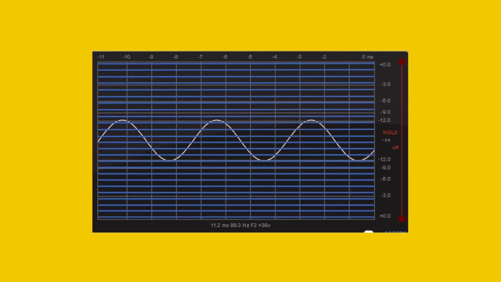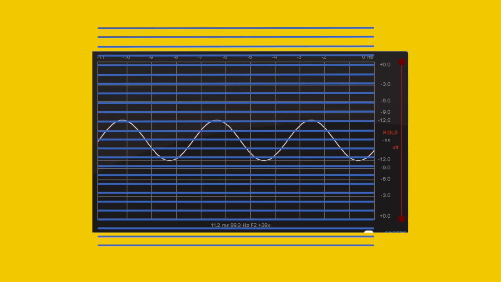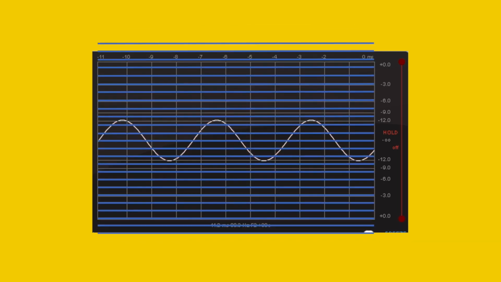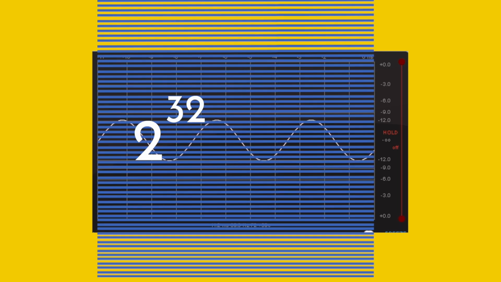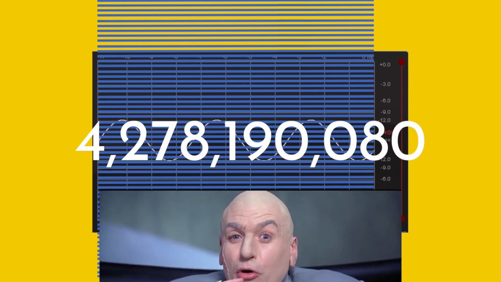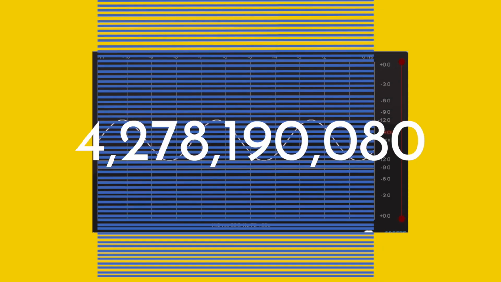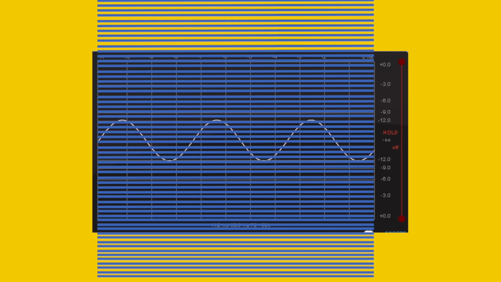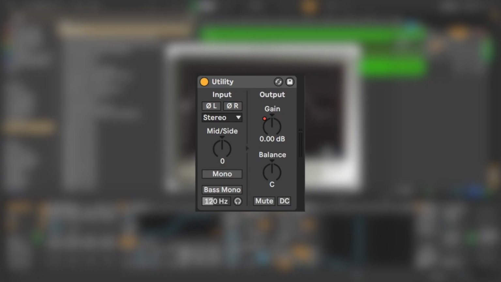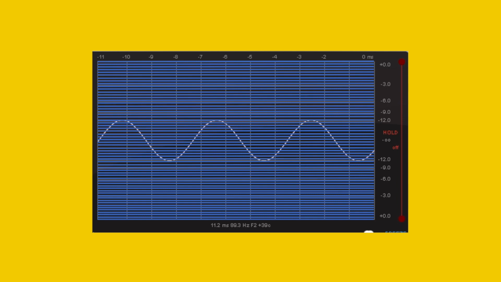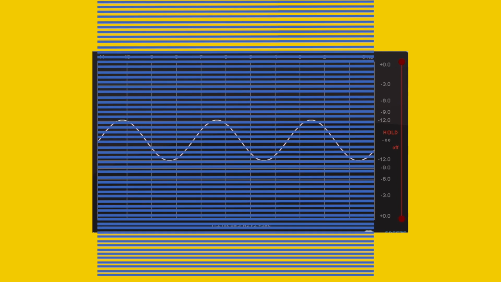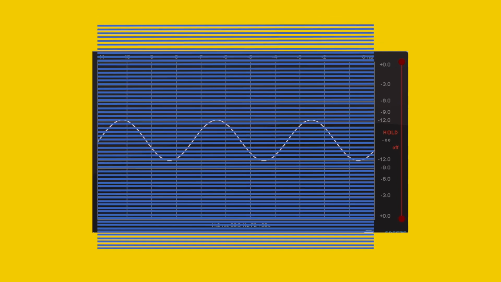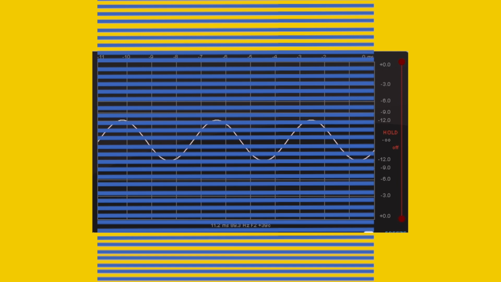Now, by using floating point processing, Ableton can adapt over what range these steps are used. And because it uses 32 bits for this, it has an extra 4 billion steps to play with over the standard 24 bits that we traditionally consider for professional level audio. So Ableton can push the audio way past 0 dB without any reduction in quality. The actual limit is now no longer a hard fixed limit at 0 dB, and the exact value depends on the input signal, but for all intents and purposes, the limit is way higher than you ever need to worry about.